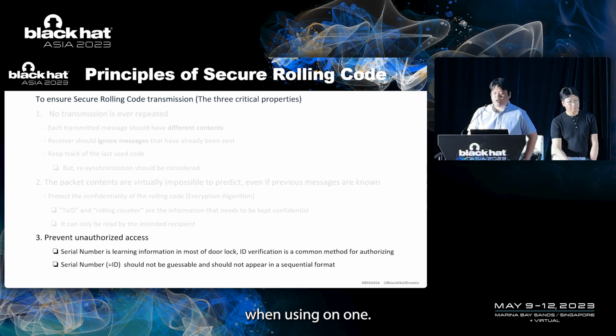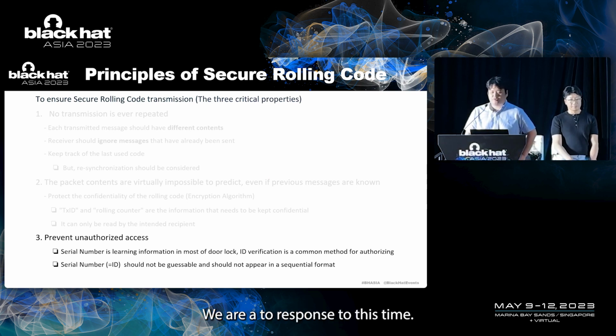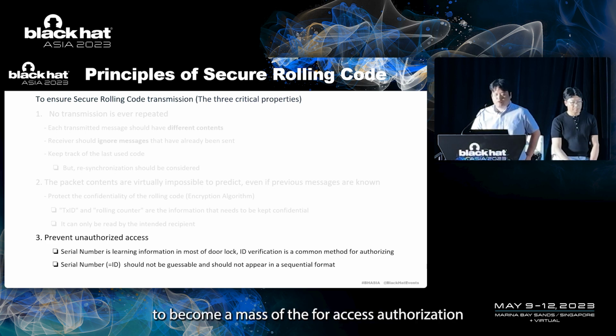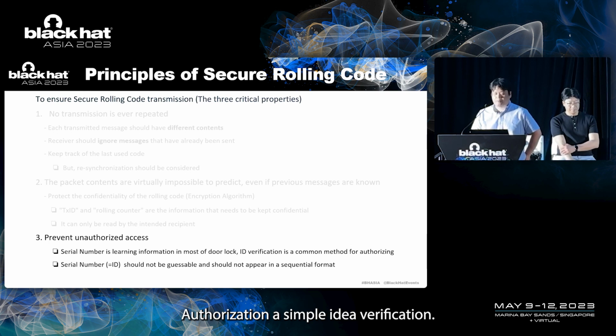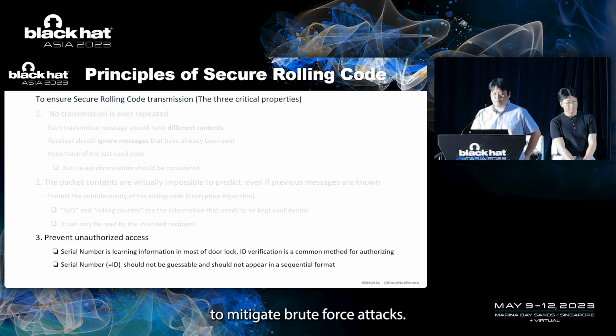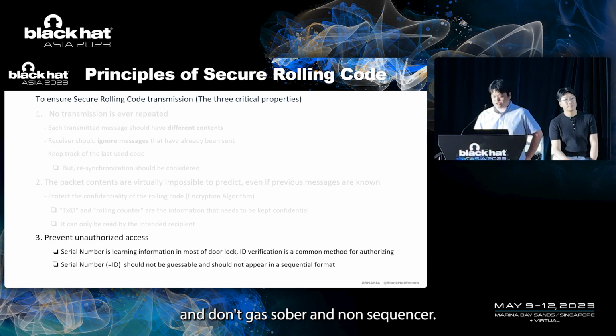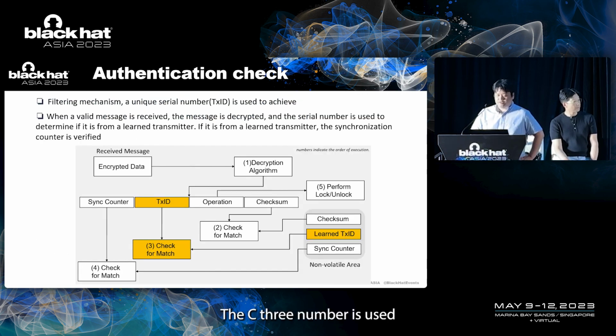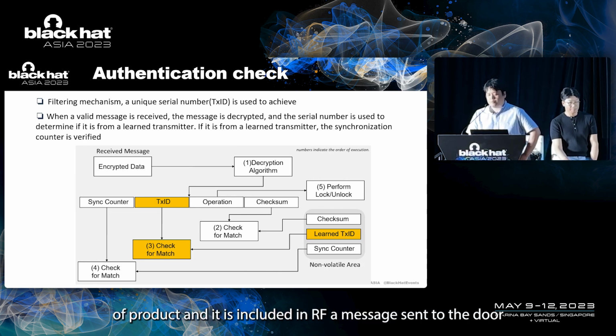When using a one-way RF protocol where a challenge-response system is not possible, the common method for access authorization is simple ID verification. Each device is assigned a unique ID by the factory, and the receiver verifies the transmitted ID to grant access. To mitigate brute force attacks, the assigned ID for doorlocks should be unique, non-guessable and non-sequential.